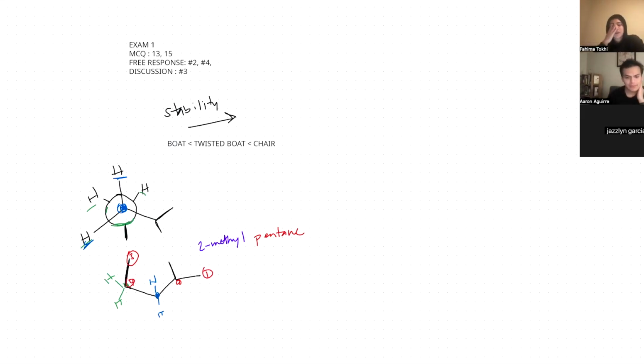Thank you. I suck at chair conformations. I mean, not chair conformations, the Newman projections. Yeah, I can only get half of it. I understand the front, but I can never imagine the back. But thank you.